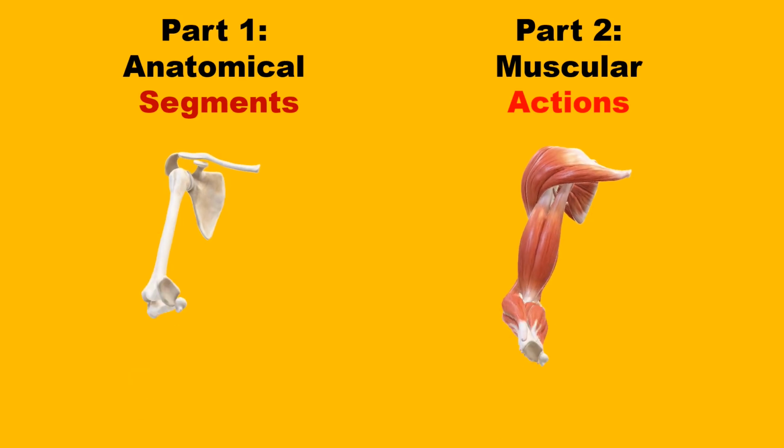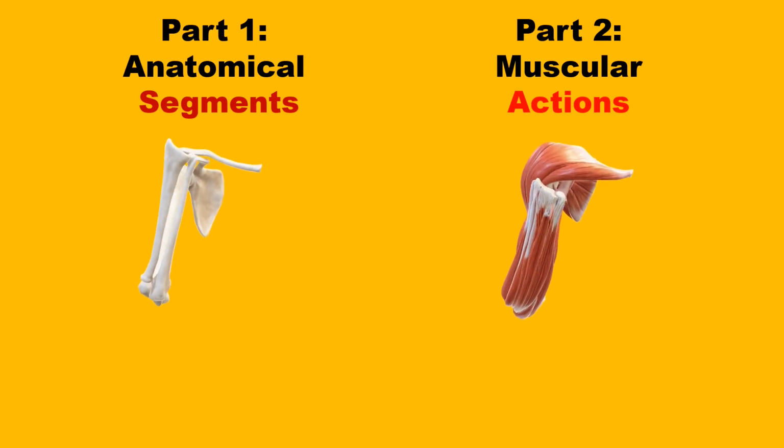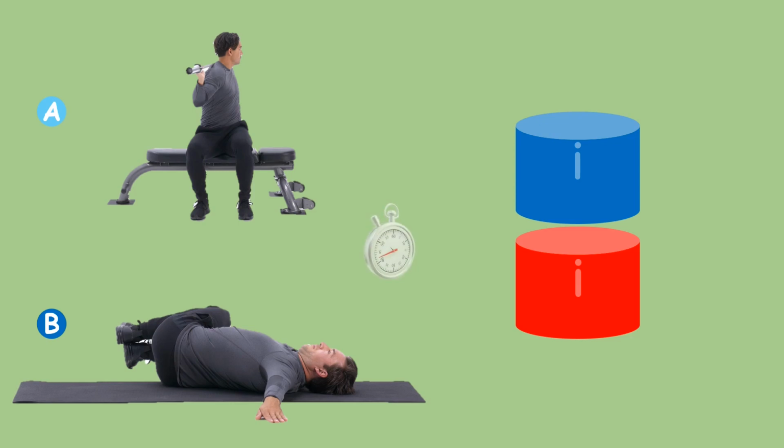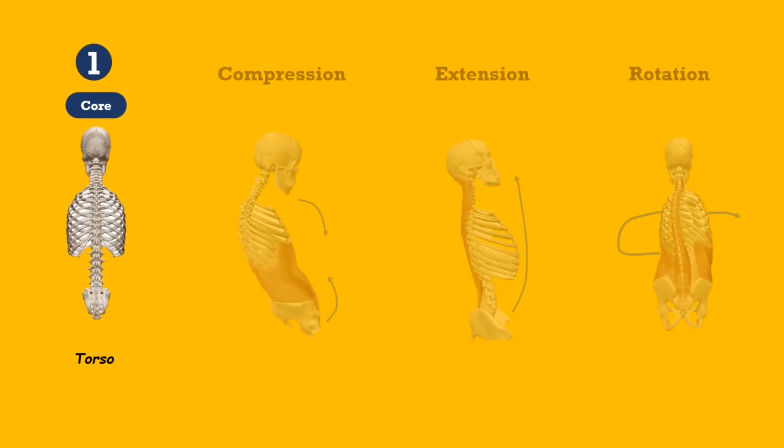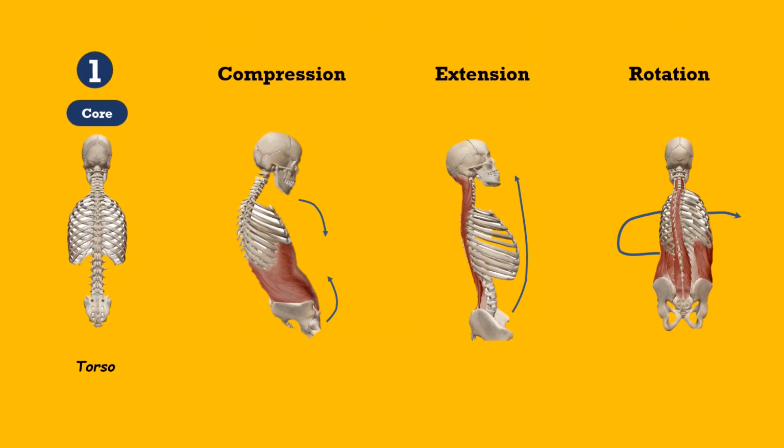In the previous video, we learned about the anatomical segments. Before we head to this topic's quiz, let's first do a quick rundown of our first level of movements. At level 1, we're looking at the movements that mainly involve your torso.